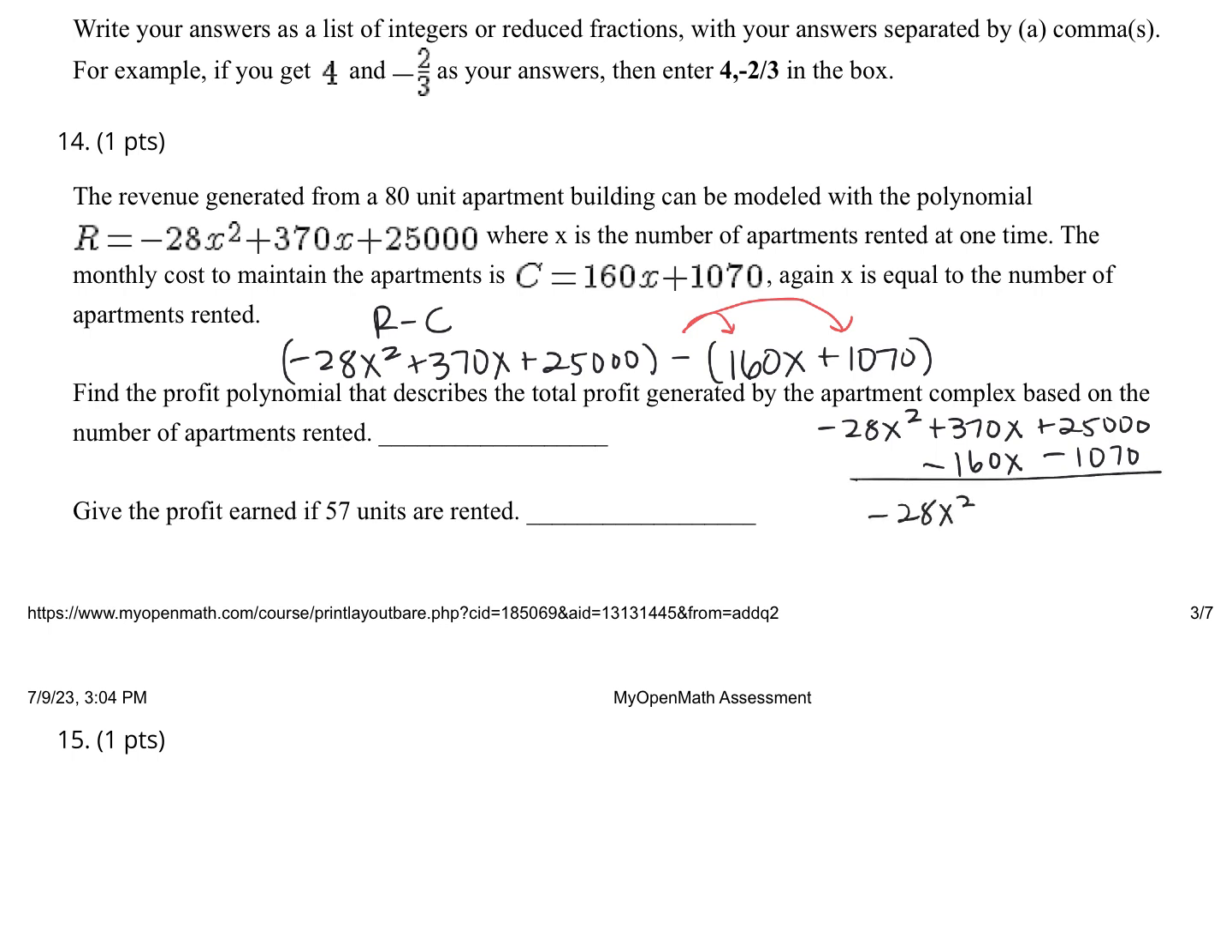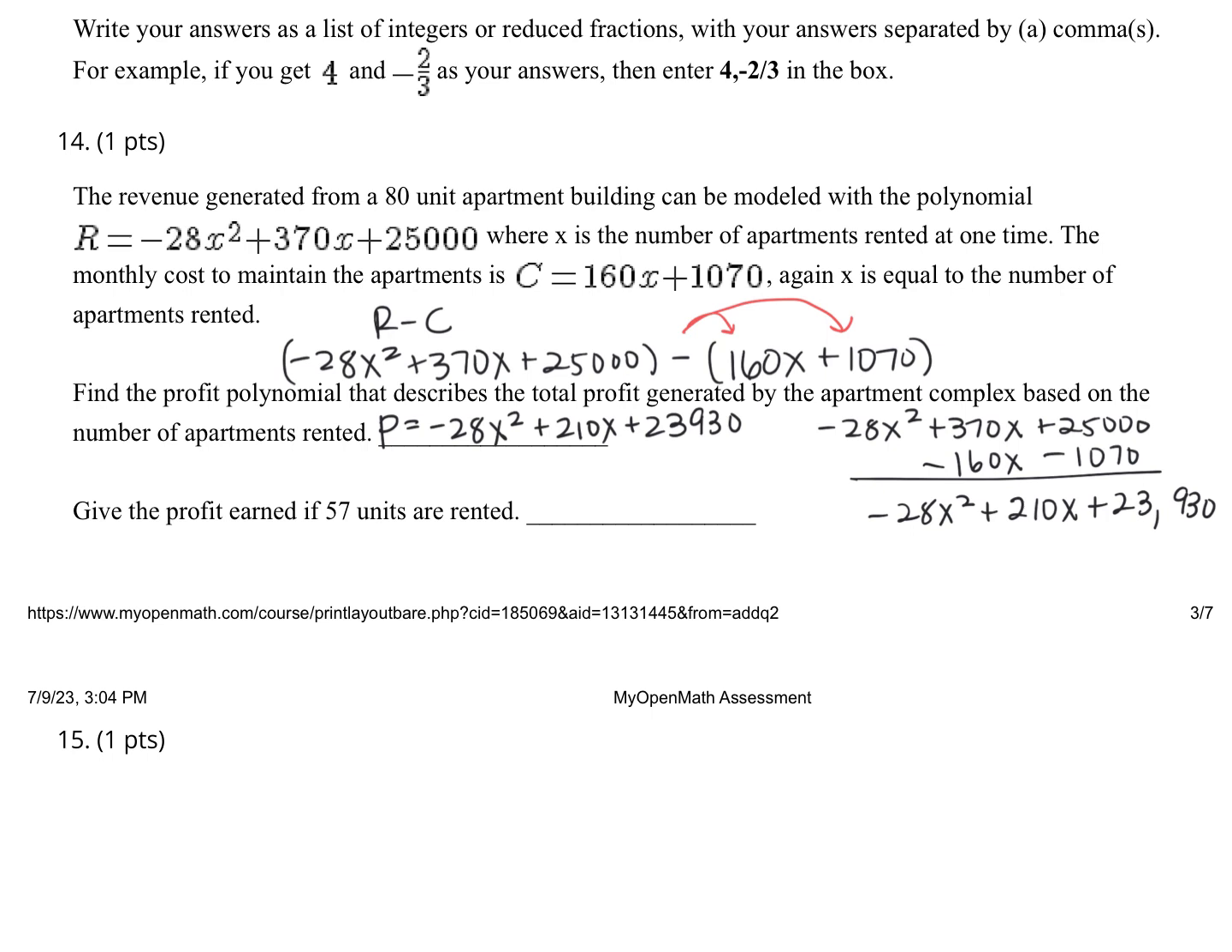And we'll get negative 28x squared plus 210x. Let me just make sure I'm not making a mistake. Okay, and then 25,000 minus 1070 is 23,930. So that is the profit polynomial. So we can say P equals negative 28x squared plus 210x plus 23,930. And the second part is give the profit earned if 57 units are rented.